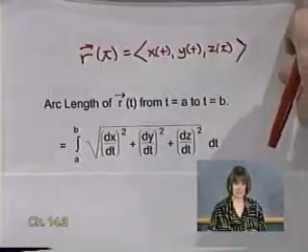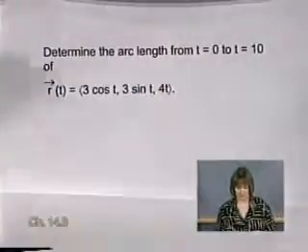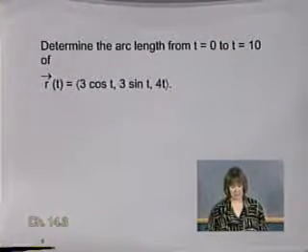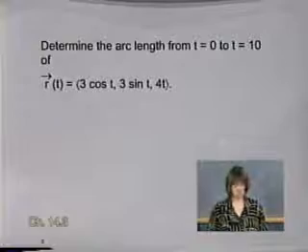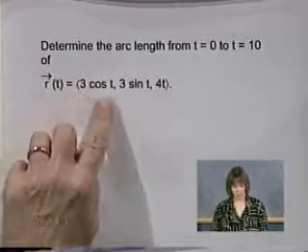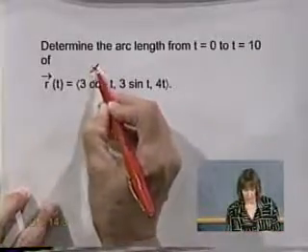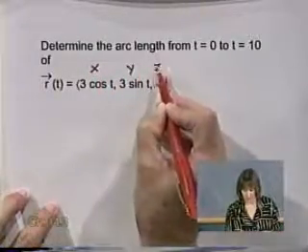All right. Moving right along. Let's do an example. Determine the arc length from t equals 0 to t equals 10 of r of t, which equals 3 cosine t, comma 3 sine t, comma 4t. And you all know this. This is x, this is your y, and this is your z.